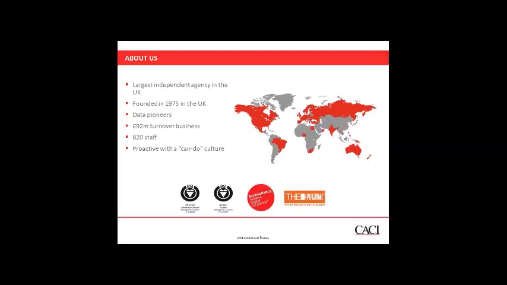Just before we start, a very quick background to CACI. We're one of the largest independent agencies in the UK, and we provide integrated marketing services to a range of clients operating across the globe. So we've got teams around the world supporting operational campaign systems. We were set up in 1975 providing data solutions to UK marketing businesses. And now we have around 820 staff based out of the UK providing those services either to marketing teams or to government services and so on.